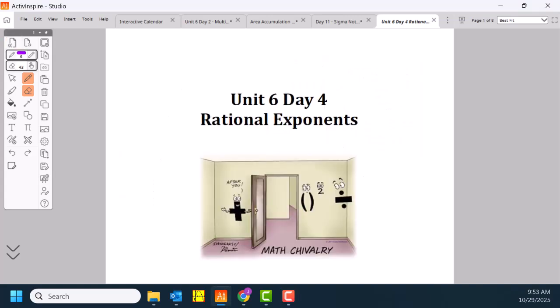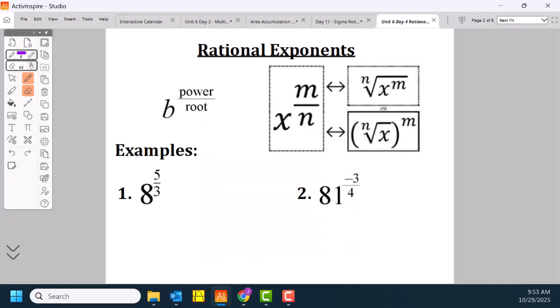All right, so today we're looking at rational exponents. Rational exponents are just exponents that are essentially a fraction. This is nothing new in terms of what we have been doing. It's just a new way to write it. So every rational exponent can be written as a radical.